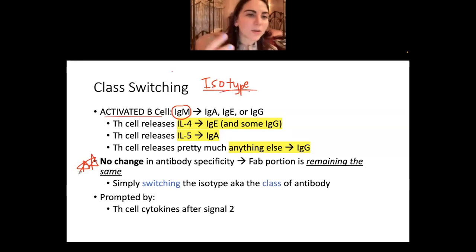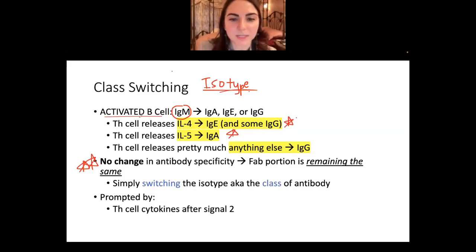Again, so that it can go fight off a parasite, fight a virus, fight a bacteria, what have you. So there's no change in specificity with class switching. It's not called idiotype switching, right? It's isotype switching. Now these are the cytokines you need to know that are important with class switching. They will ask this, guaranteed.